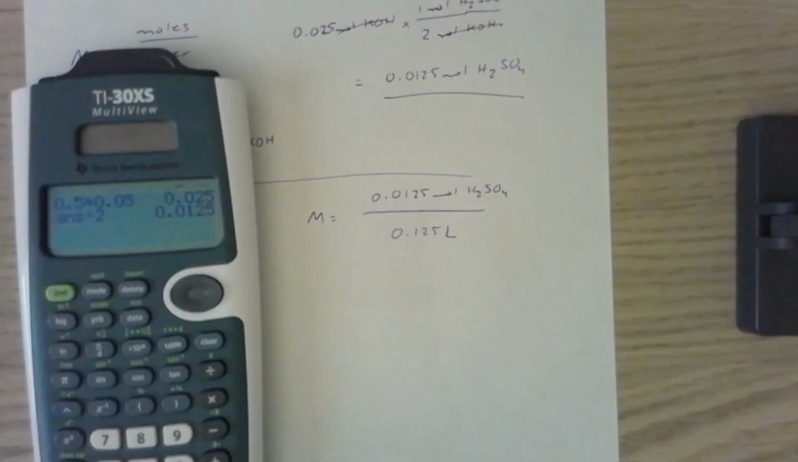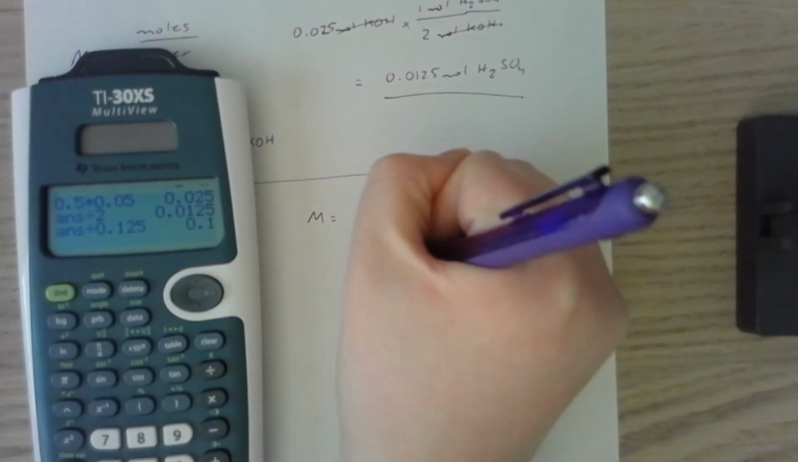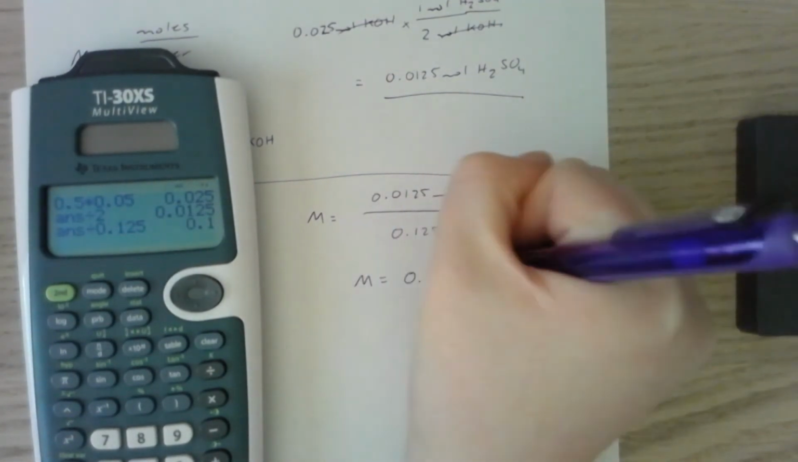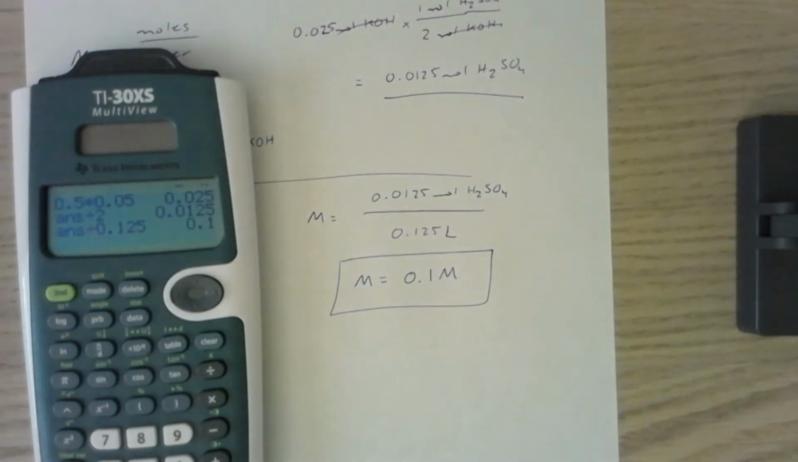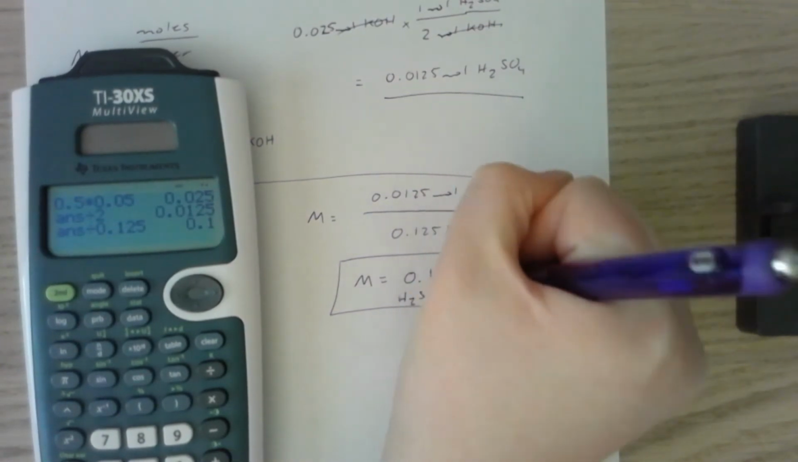So that's my mole value. I'm going to divide it by 0.125. So my molarity of this acid is 0.1 molar. Okay, so that would be my final answer for this acid.